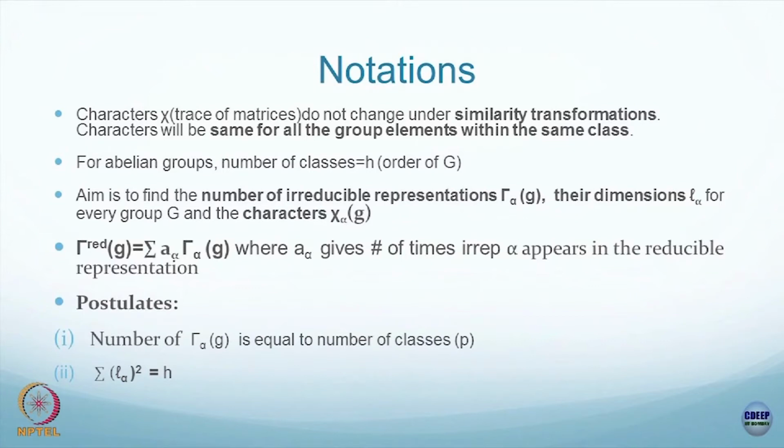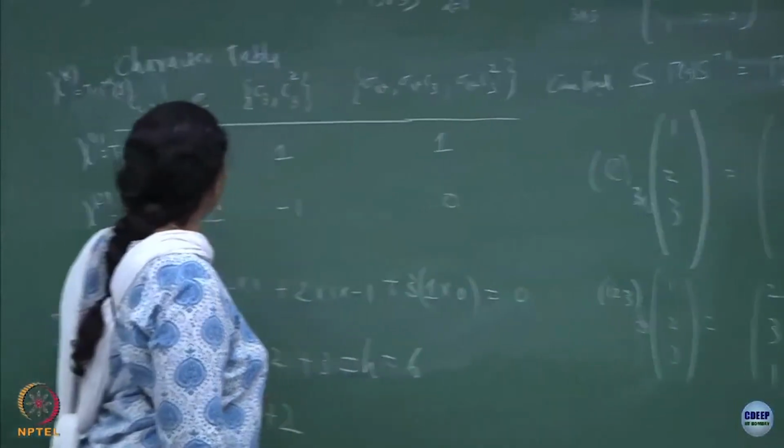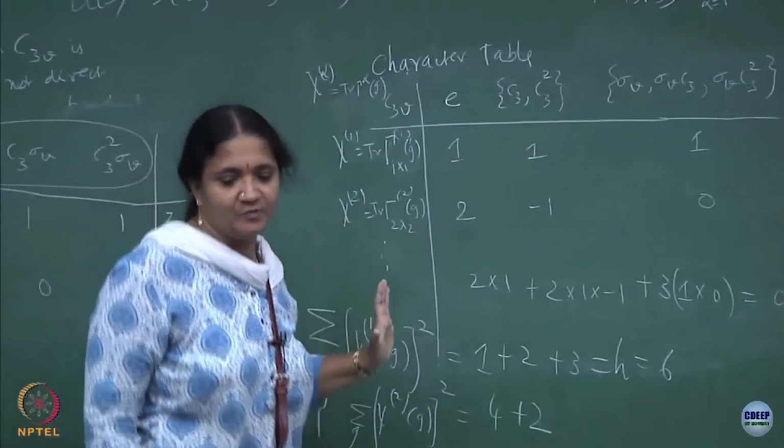Postulates. I am going to now postulate blindly. Okay. This can be proven, but I am not going to prove it in this course. Anybody who is interested can take a look at Hammermesh and you can prove it. The number of irreps, irreducible representations, is always equal to the number of classes. Okay. So how many classes are here? It is 1, 2 and 3. I will find only 3 irreps, that is it.